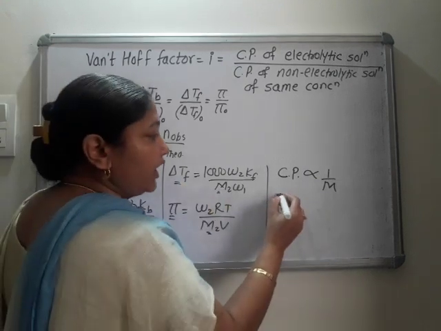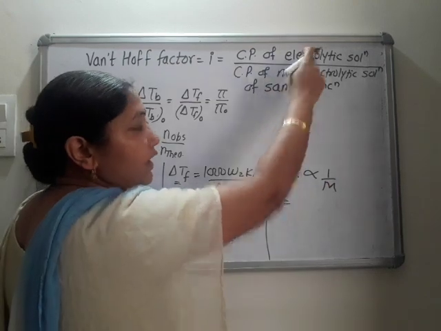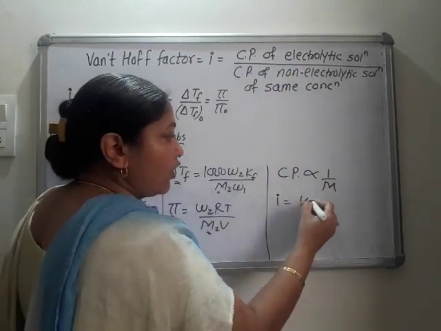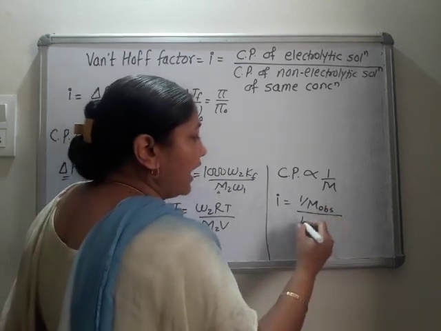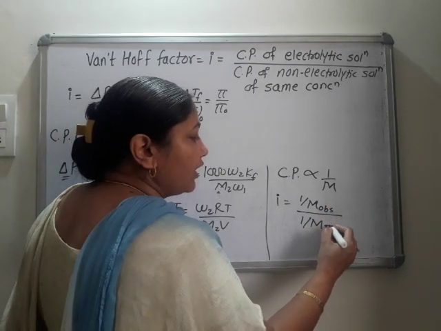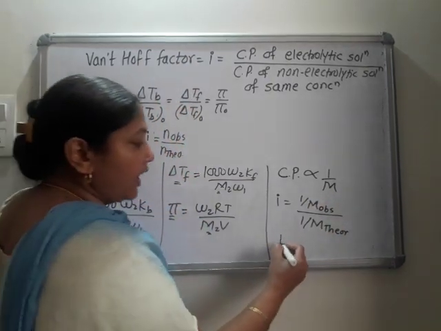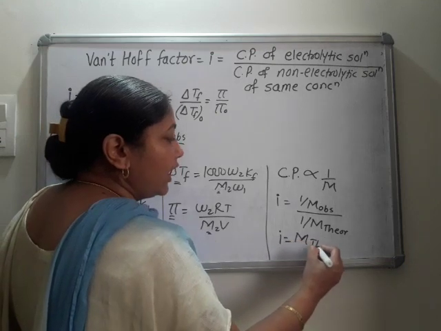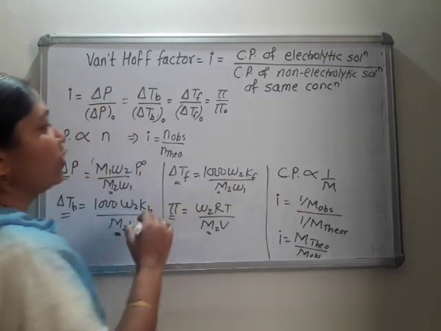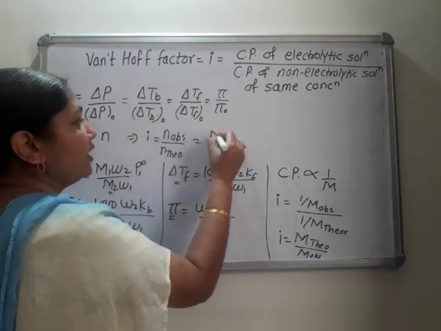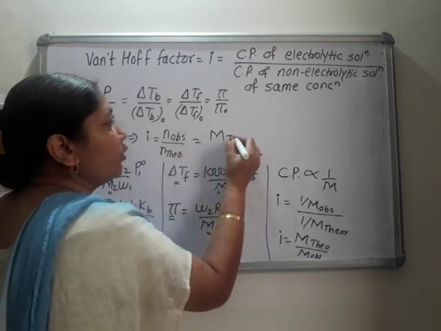So colligative property in terms of molar mass, how will it be? Molar mass of an electrolytic solution means the observed value, and molar mass of a non-electrolytic solution means the theoretical value. So here i is equal to M theoretical upon M observed. Very, very important. In all the cases, the ratio is observed upon theoretical except molar masses.